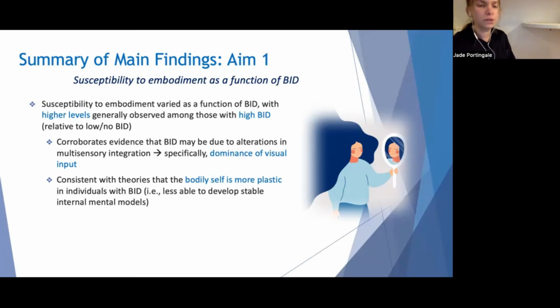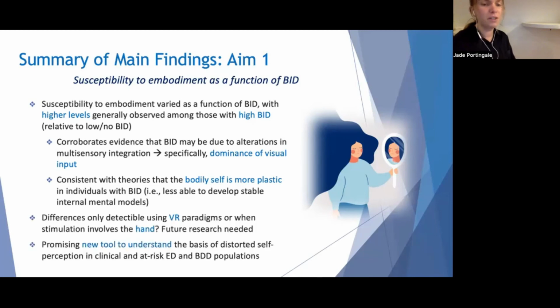The current findings are also consistent with theoretical accounts that individuals with these disturbances are less likely to develop stable internal mental models of what they look like, and that the experience of the bodily self is more plastic. Inspection of additional factors also suggested that individuals with high levels of disturbance tend to experience embodiment more strongly than those with low or no levels, when this interpersonal multisensory stimulation involves in-person rather than virtual reality-based paradigms, as well as when this stimulation involves the hand, not the abdomen or an array of body parts.